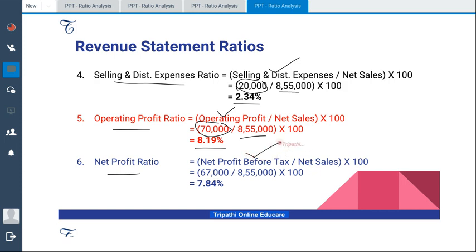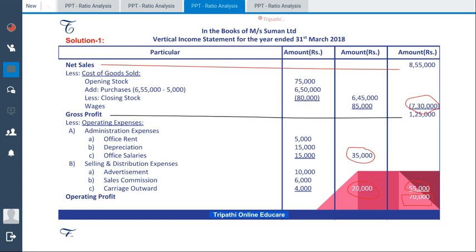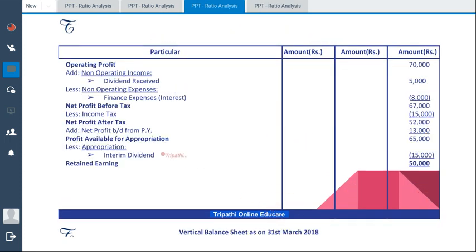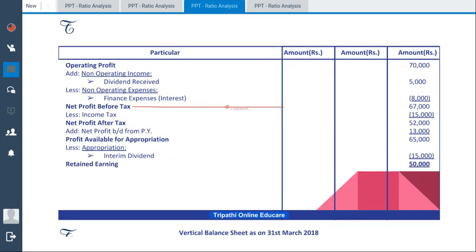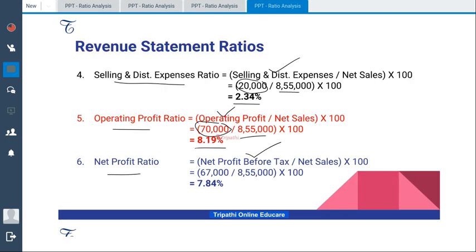Next is net profit ratio. Formula is net profit before tax upon net sales into 100. So let us go and check net profit before tax. So net profit before tax is 67,000. So 67,000 upon net sales, which is 8,55,000 into 100, will give us 7.84%. So the net profit ratio of this company is 7.84%.